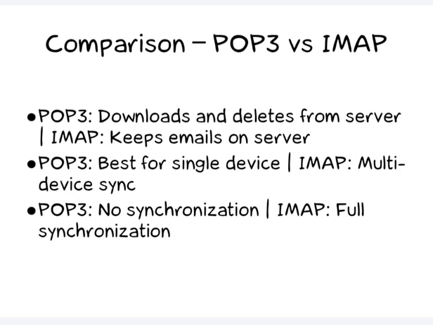And then the comparison of POP3 and IMAP. Let's compare both POP3 and IMAP. Here POP3 downloads and removes email from the server, while IMAP keeps them on the server. POP3 is the best for a single device, but IMAP is better for users who need synchronization across multiple devices.